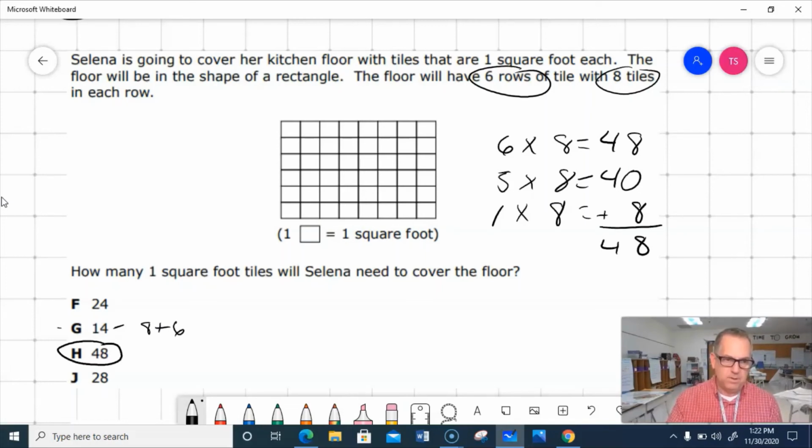How do you think they came up with 28 as an answer choice? Okay. 28 would have been the perimeter, because that would be 8 plus 8 plus 6 plus 6, and that equals 28. So they did the perimeter to come up with the answer 28.